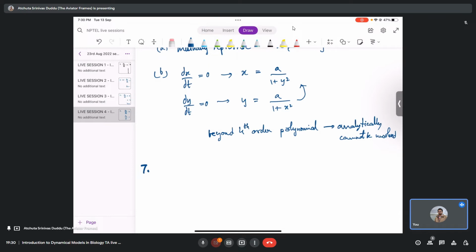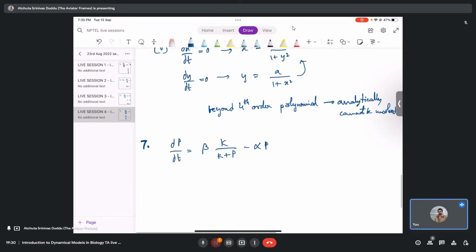In the seventh question, we have molecule P negatively regulating its own expression. We use the following ODE for modeling the system: dP/dt equals beta times K by (K plus P) minus alpha P.